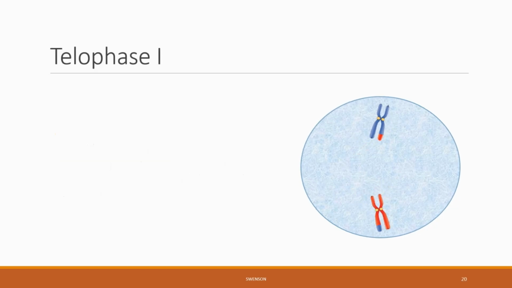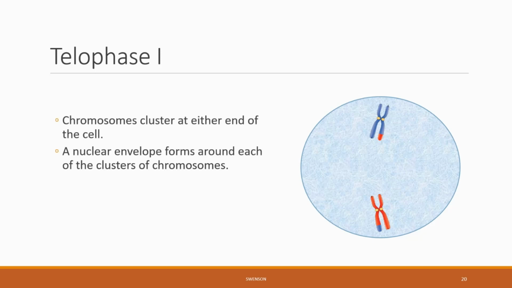In telophase I, the chromosomes are clustered at opposing ends of the cell. A nuclear envelope forms around each one. So what's the difference here? First, homologous chromosomes have swapped some of their sections of DNA. But second, these new nuclei are not diploid. Now they are haploid.